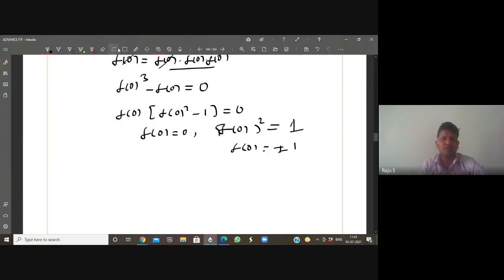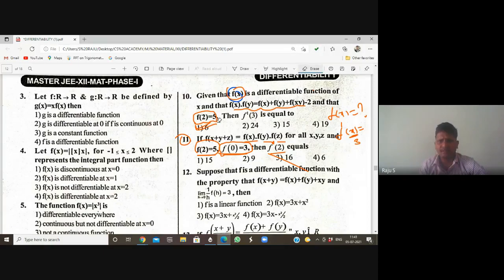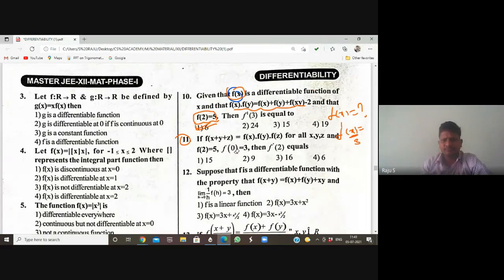We got two conditions again here, f of 0 value as 0, f of 0 value as plus or minus 1. But they given f of 0 as 3, f of 0 value as 3. It is wrong. f of 0 we got as 0 and another is plus or minus 1. Okay, let's see here. f of 2 value is 5 is given.